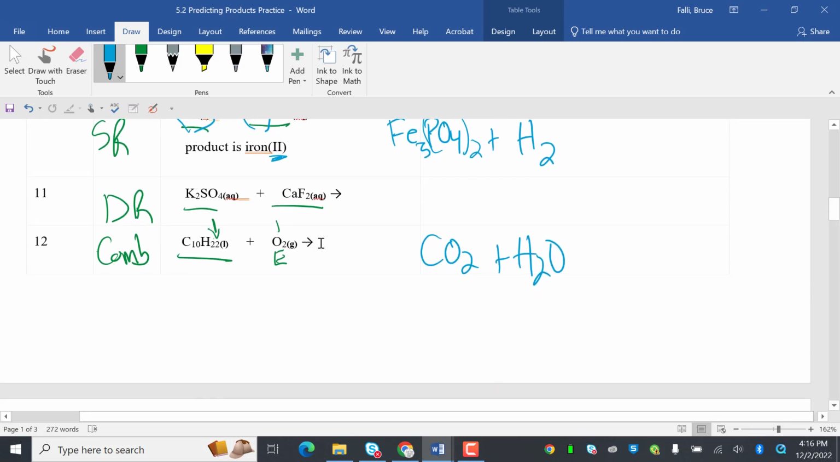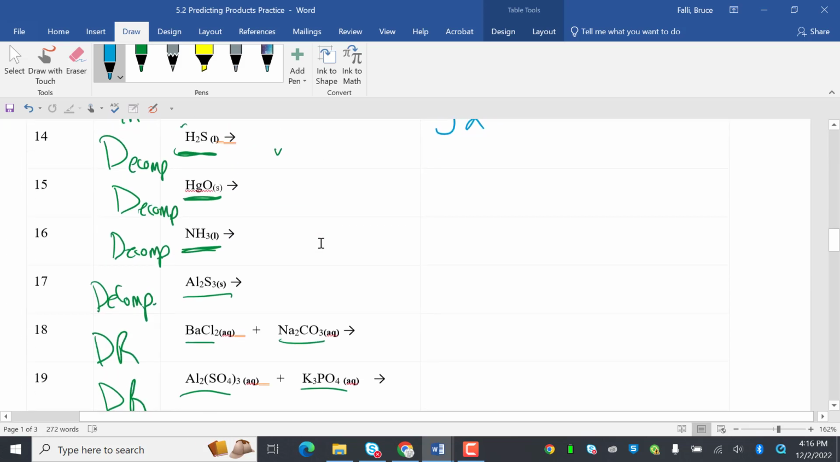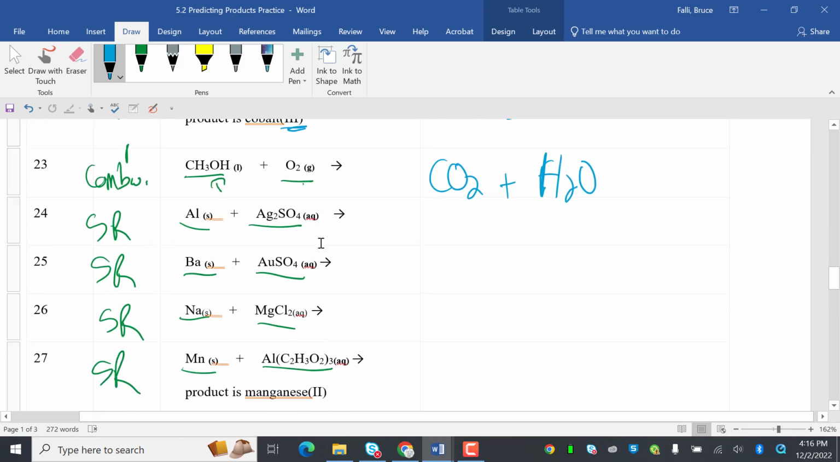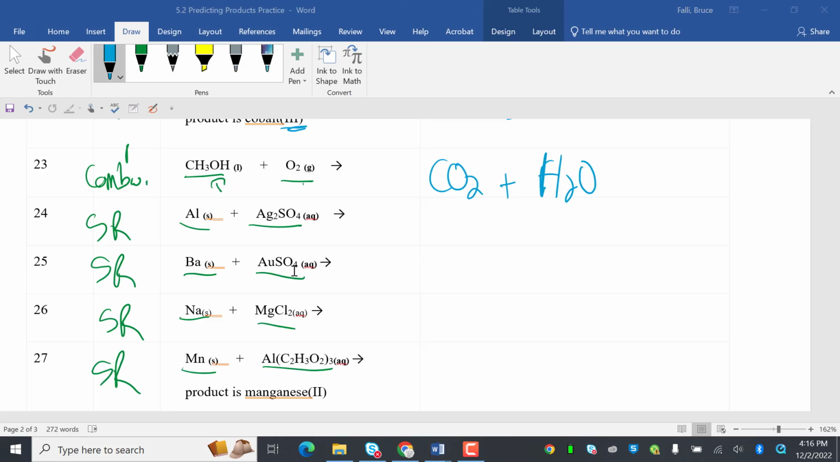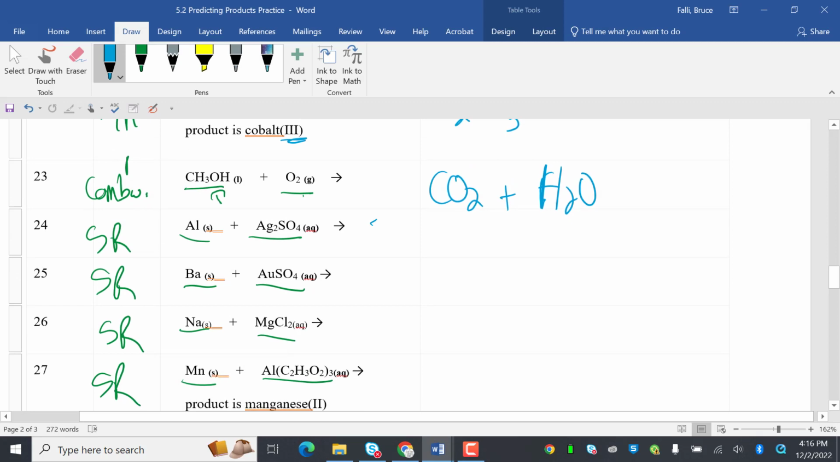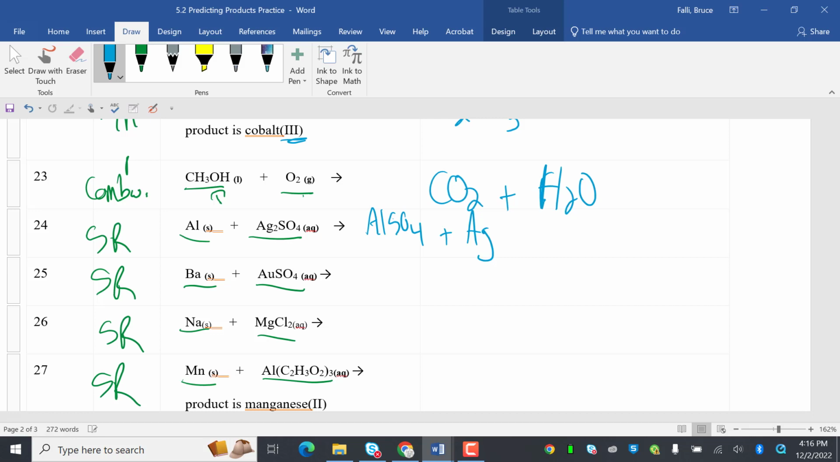Wow, this is a very cumulative test. Yeah, you know, it kind of is. All right, still looking for my single replacement friends. Here we go. Aluminum and Ag2SO4. Aluminum and Ag. Aluminum is above Ag, so it's going to happen. So you get AlSO4 plus Ag. Think about diatomics. Silver is not diatomic. Aluminum is plus 3. Sulfate is minus 2. Balance those charges. They kind of crisscross themselves there. This is a 3, and I wrote the wrong number here. Al2(SO4)3.